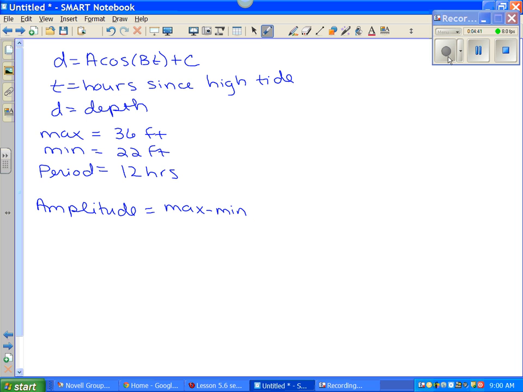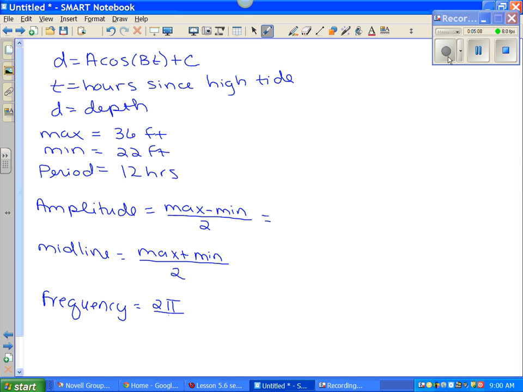Awesome, max minus min divided by 2. All right, that's amplitude. What else can I find? Midline, how do I find midline? Max plus min divided by 2. Great. And what's the last one I need? Frequency. How do I find frequency?